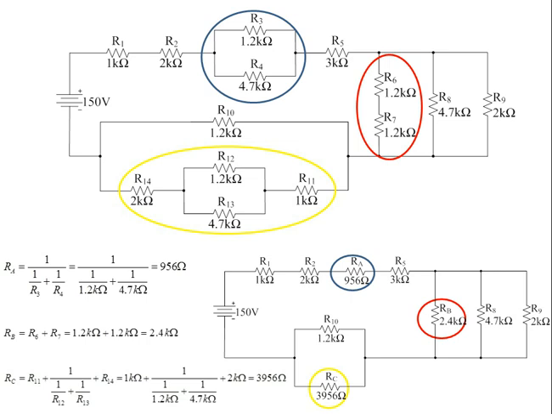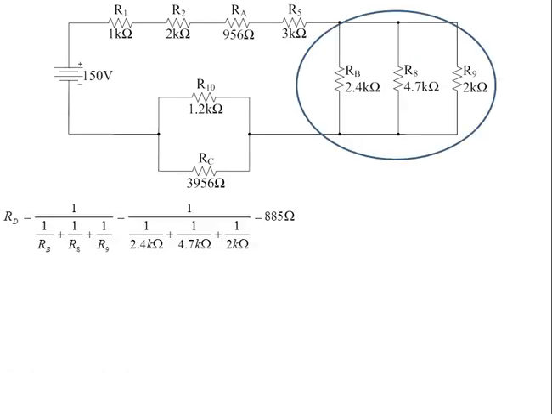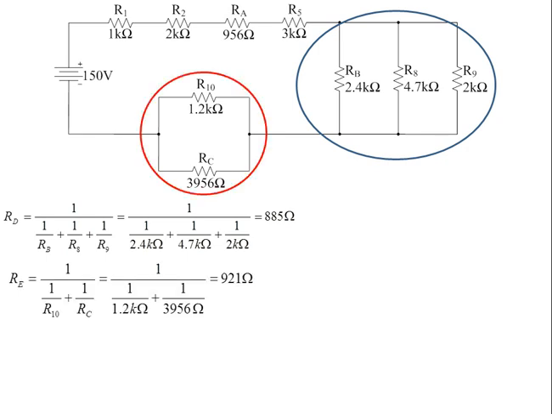Now we can simplify this circuit down even more. To begin with, we're going to work out the resistance of resistors RB, R8 and R9 in parallel, and we're going to call that resistance RD. This works out to be 885 ohms. The next step I'm going to take is to work out the resistance of resistor R10 and RC in parallel, and this works out to be 921 ohms.